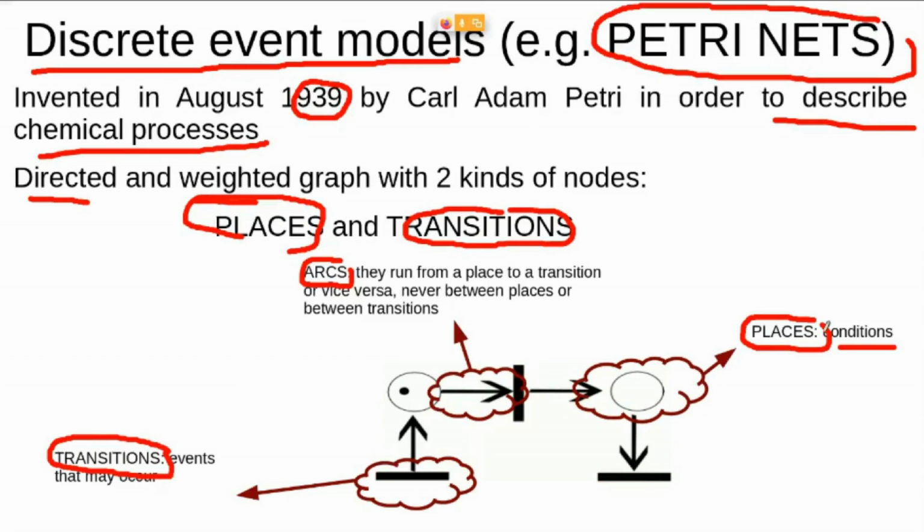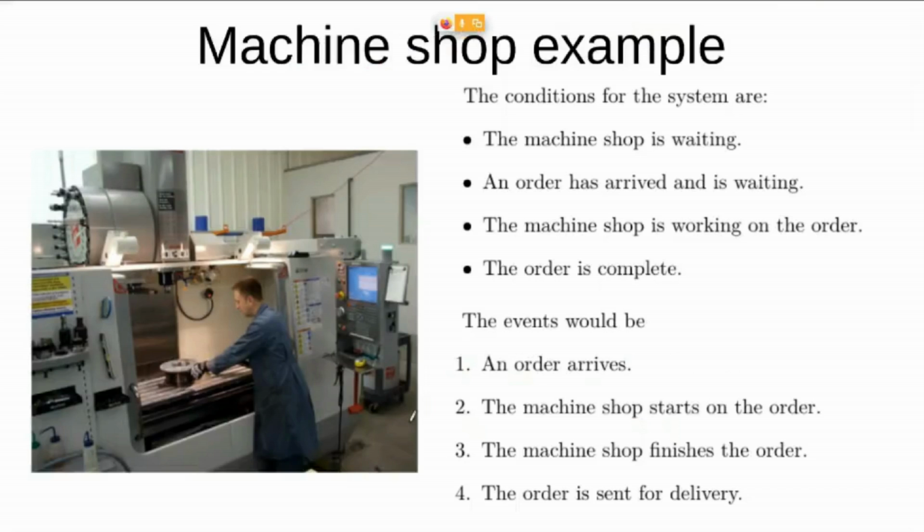So keep in mind, places are the conditions or the state of the system, while transitions are the events that will make the system change into a new state. I'm going to explain it thoroughly later on. Let's first have a look at the machine shop example.